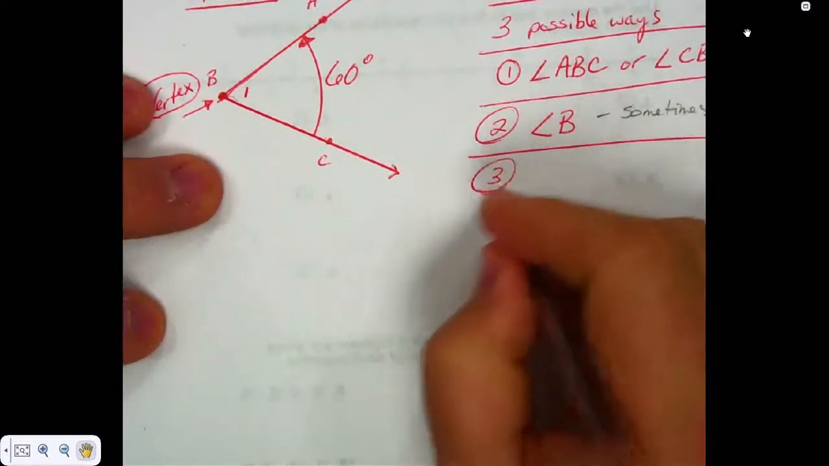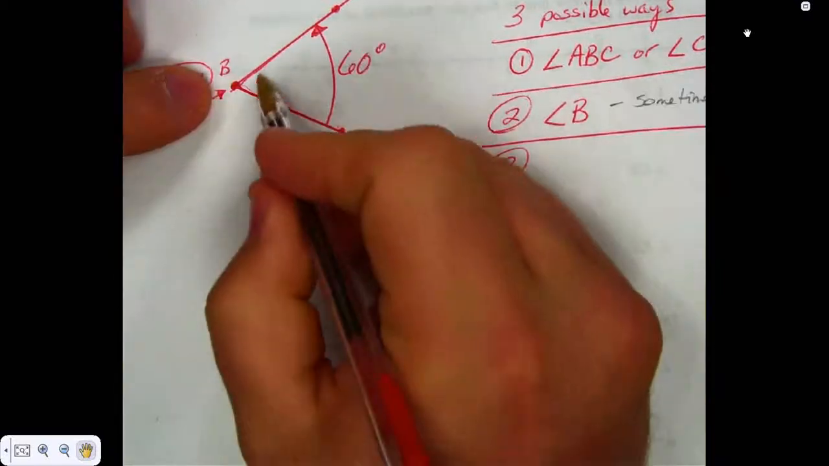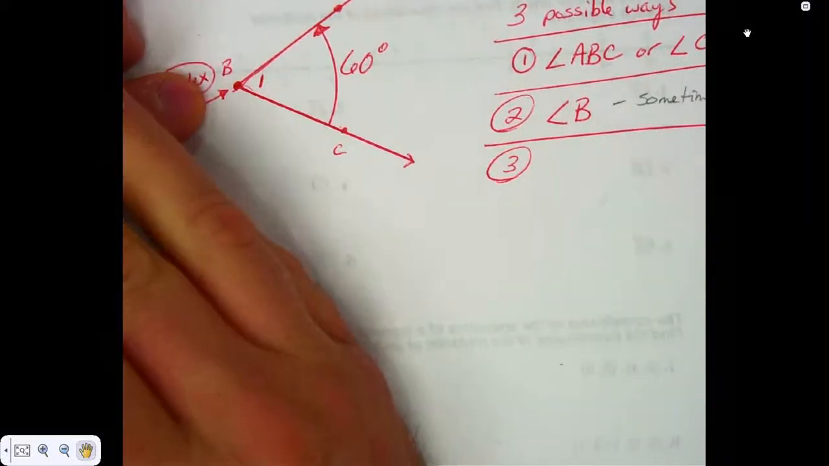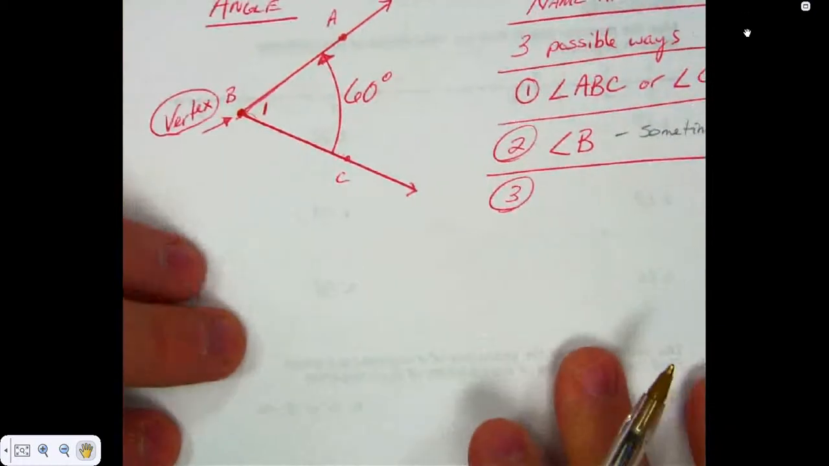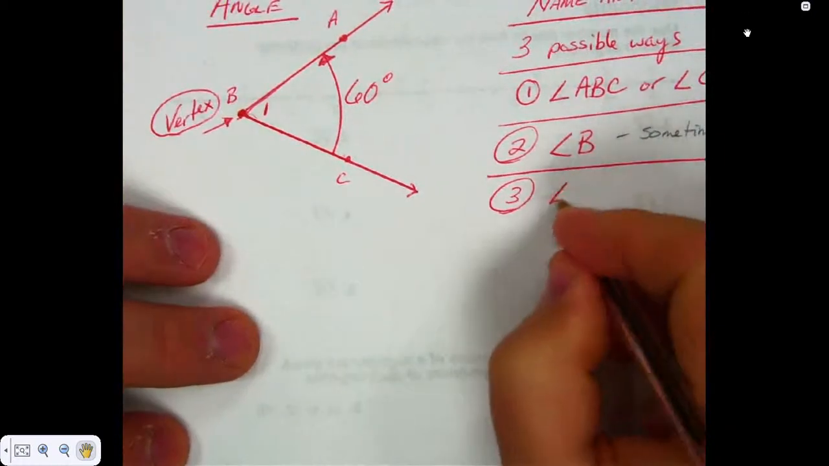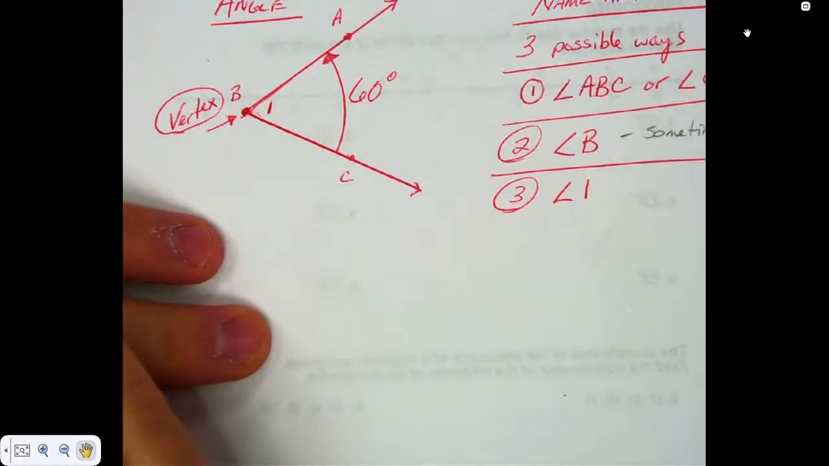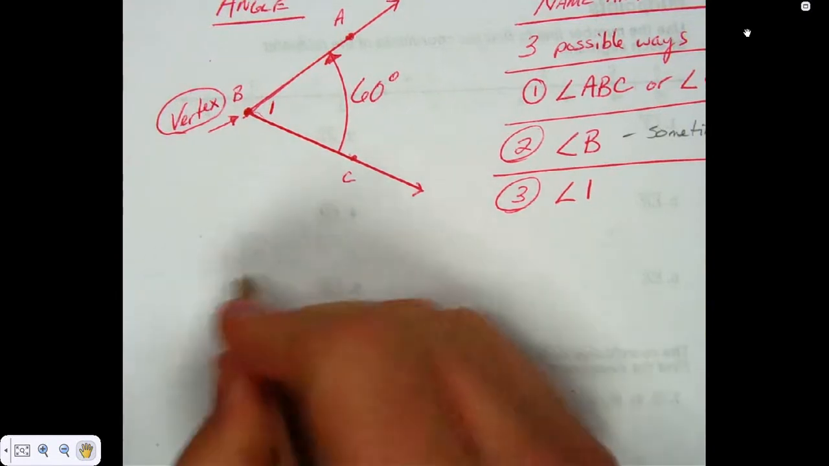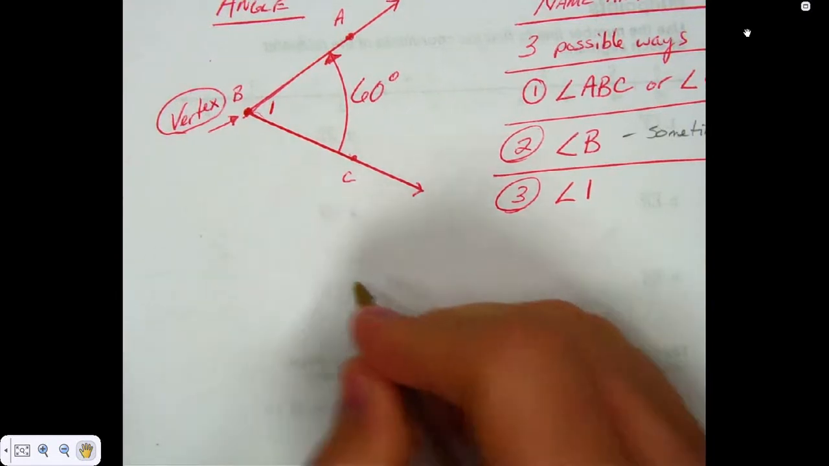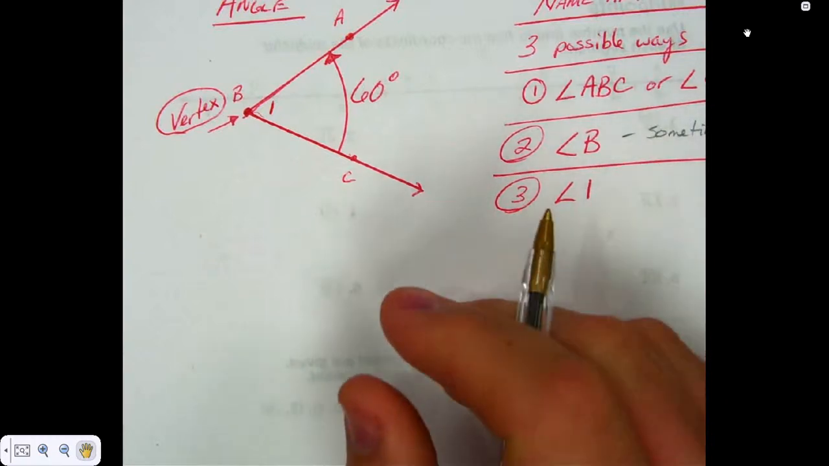The third way is sometimes they'll put a number right here, 1, 2, or 3. Obviously, that's not a 1 degree angle. Agreed? So they'll say angle 1. This is very handy when you have a bunch of angles together, and that's angle 1, angle 2, angle 3, angle 4, angle 5, and so on.